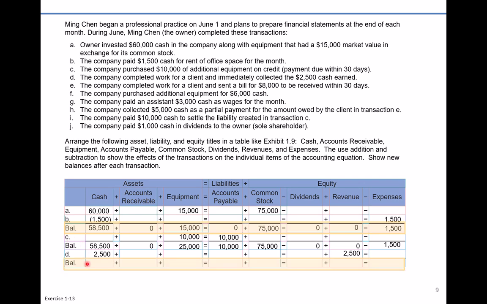Okay, let's update our balances again. 58,500 plus 2,500, that's 61,000. No account receivable still. Equipment is 25,000. Accounts payable still 10,000. Common stock still 75,000. Nothing for dividends, but revenue is now 2,500 and expenses 1,500. And if we add up the assets, 61,000 plus 25,000, well, that's 86,000, and that equals exactly the claims on the assets. A $10,000 creditor claim plus combined equity claims altogether also equal $86,000. Alrighty, let's move on to transaction E.